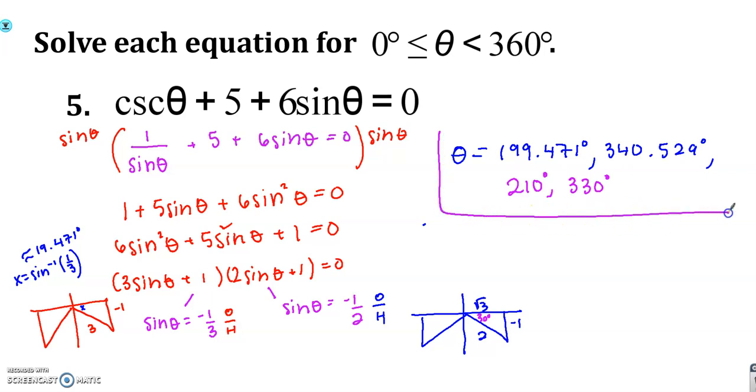Okay. And again, I don't have to check for extraneous solutions on this one because nothing's quadrantal. Even though I have cosecant and sine, I have 2 different trig functions, I didn't get any quadrantal answers, so I don't have to worry about extraneous solutions. So let's go through one more example.